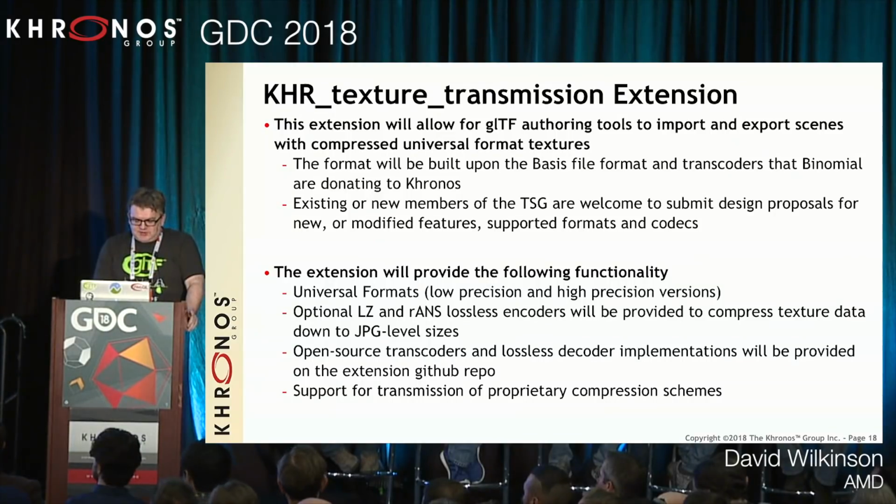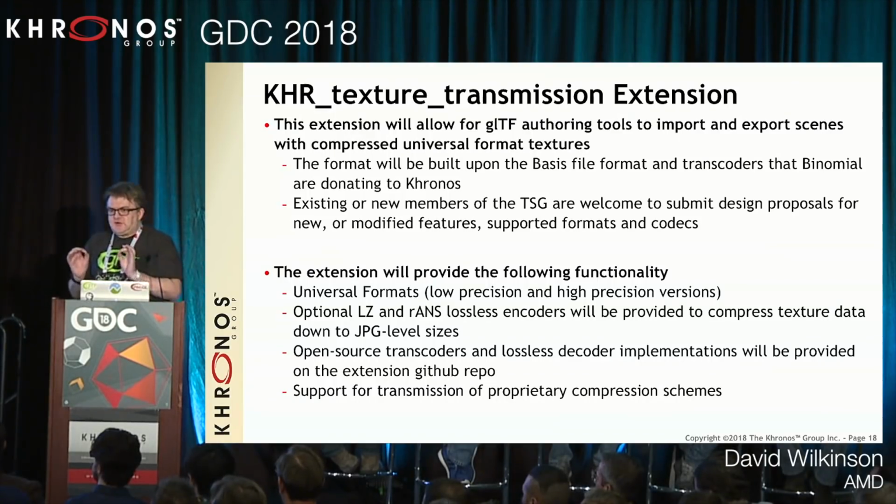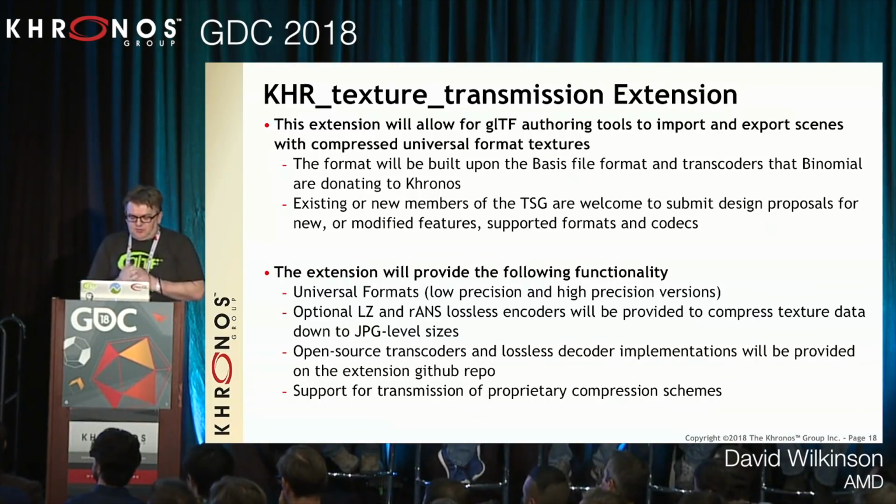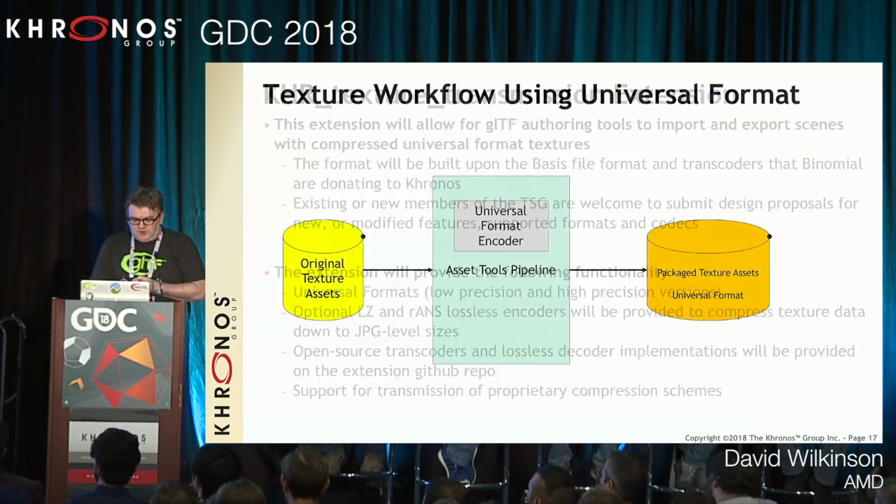With the KHR texture transmission extension, glTF authoring tools can import and export scenes with these compressed universal textures. We will be able to provide universal formats with low precision and high precision versions, with optional lossless encoding, LZ or ANS, to provide zip-style, JPEG-level extra compression on top of the universal format. All of this is open source, of course. This is glTF, so all this will be visible. It also supports transmission of proprietary compression schemes, so you're not tied to our own universal format or encoders.